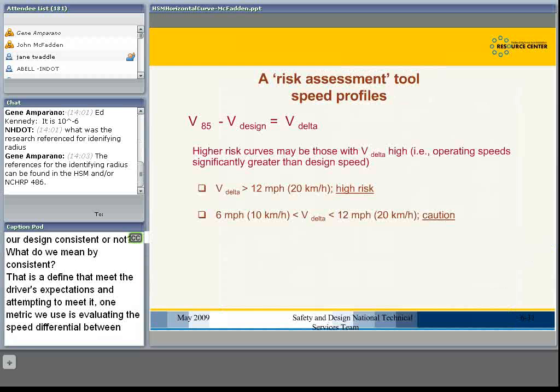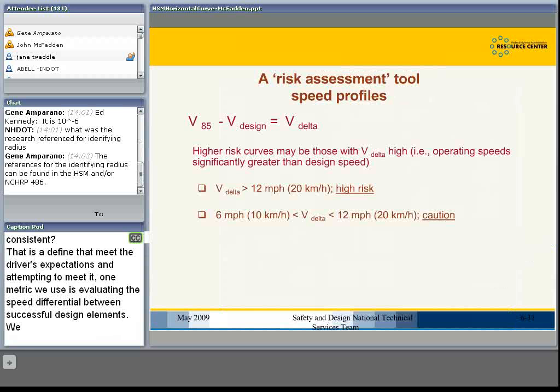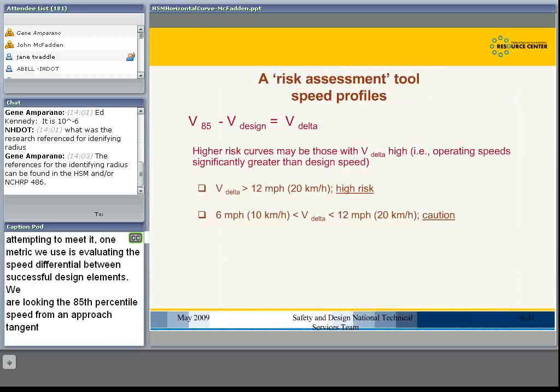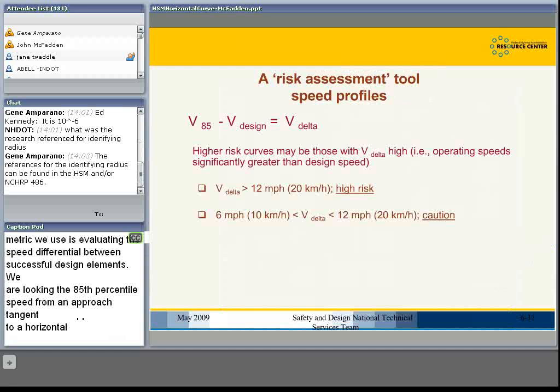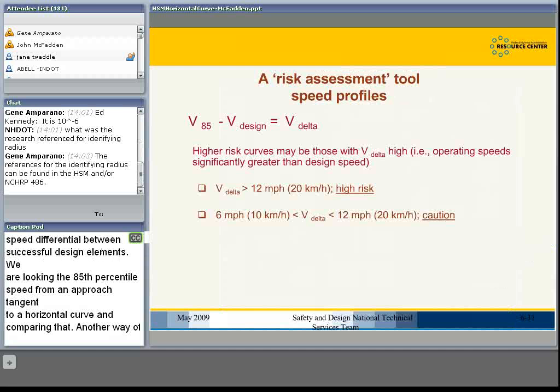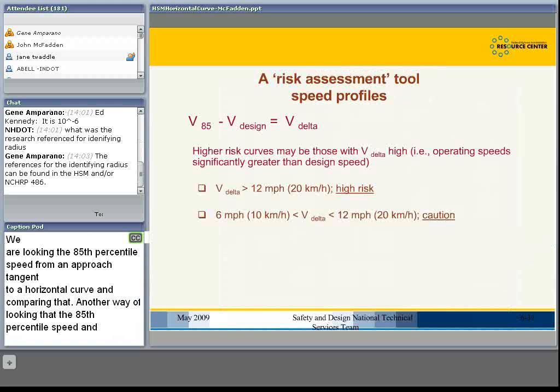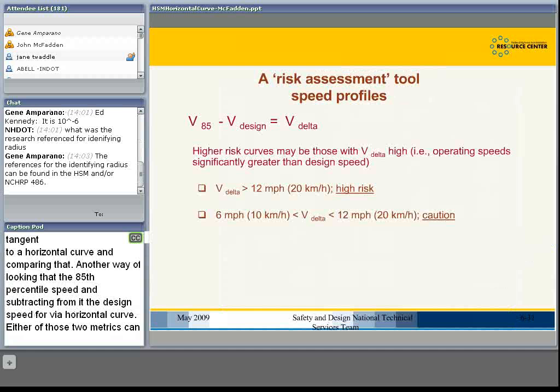In attempting to meet the driver's expectation, one metric we use is evaluating speed differentials between successive design elements. In this case, we're looking at the 85th percentile speed from an approach tangent to a horizontal curve and comparing that. Another way is looking at the 85th percentile speed and subtracting from it the design speed for that horizontal curve.